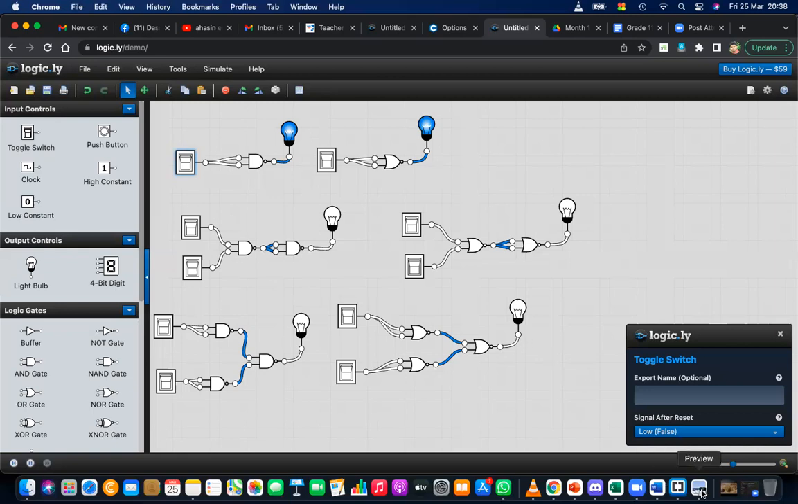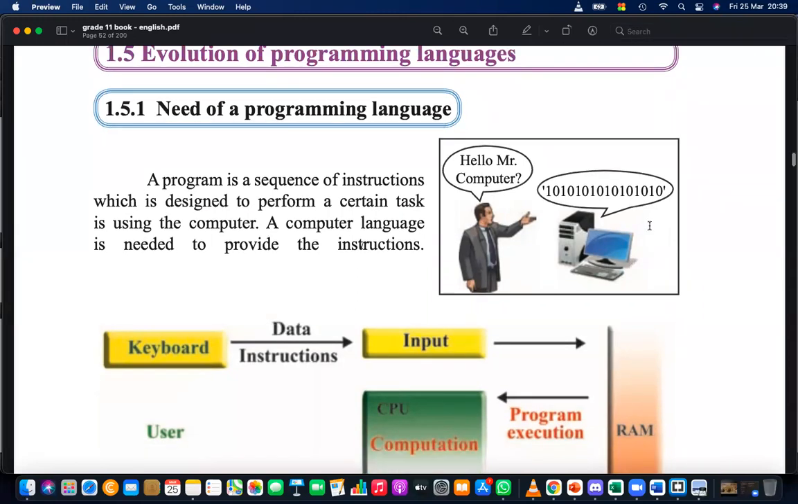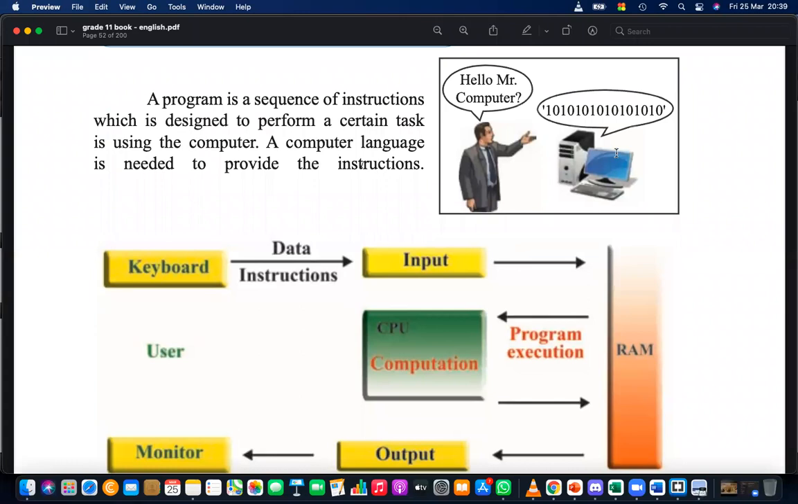You can see 1010. Hello, Mr. Computer, you can ask that, but the computer will understand it as a series of ones and zeros. Actually, these ones and zeros represent a series of electronic statuses: on off, present absent, switch on, switch off, or power, no power. That is what it can understand. So that is called machine language.